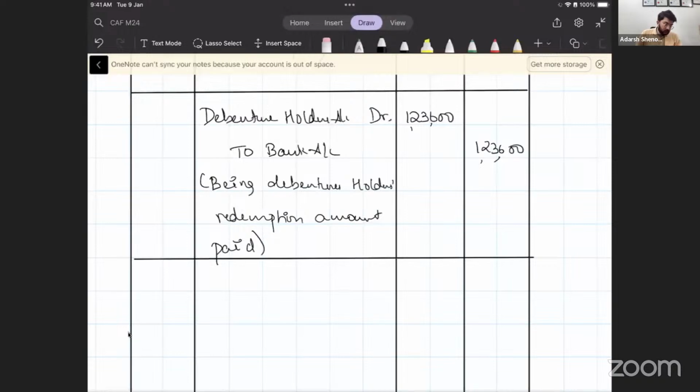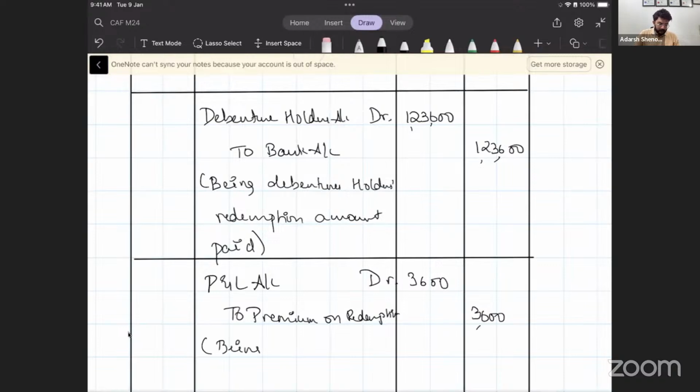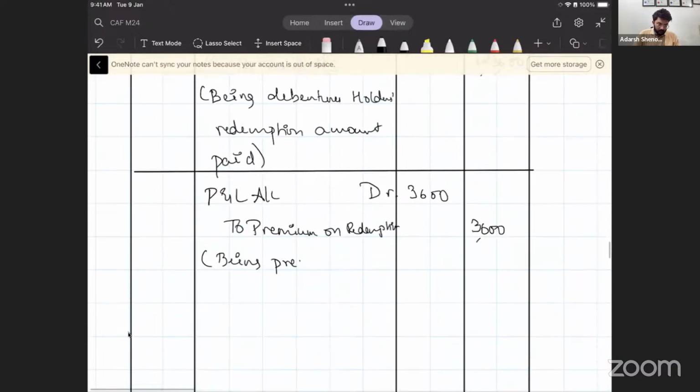Yes. Last one, the entry for premium write-off. Premium is there, so P&L account debit to premium on redemption. Remember the 5 entries to pass. Being premium on redemption written off. Done. It's done.